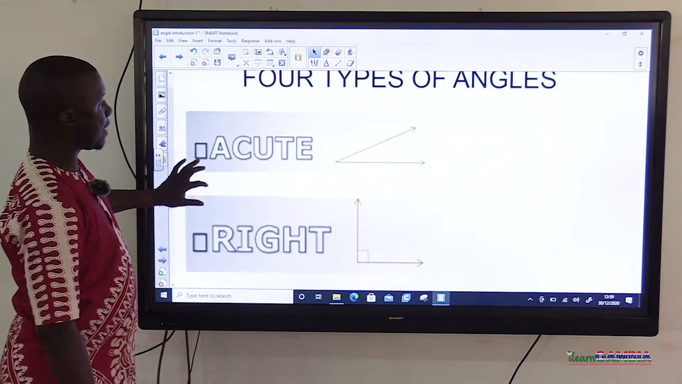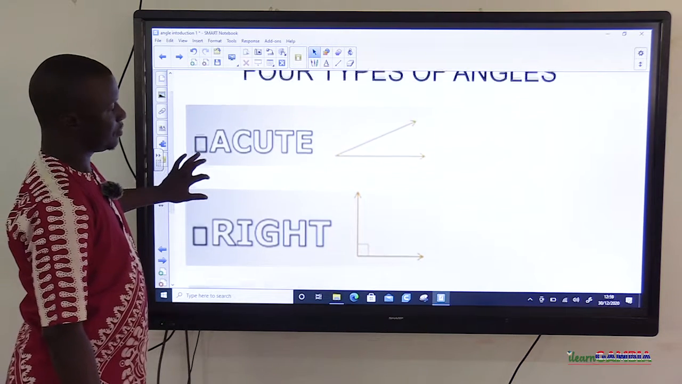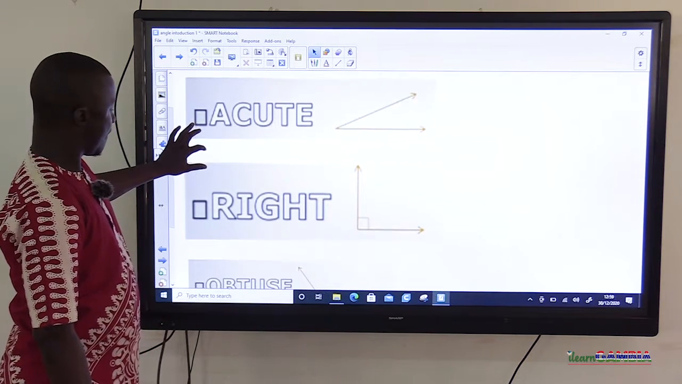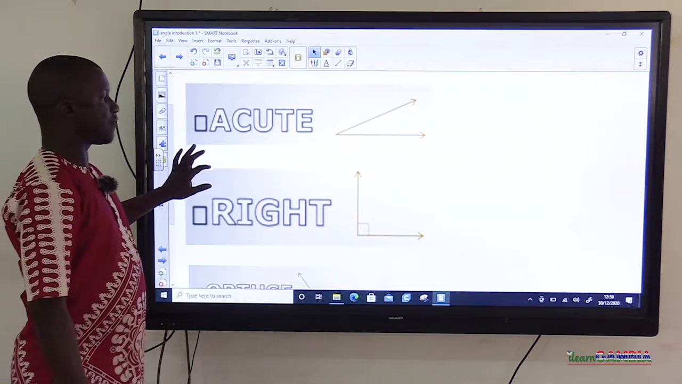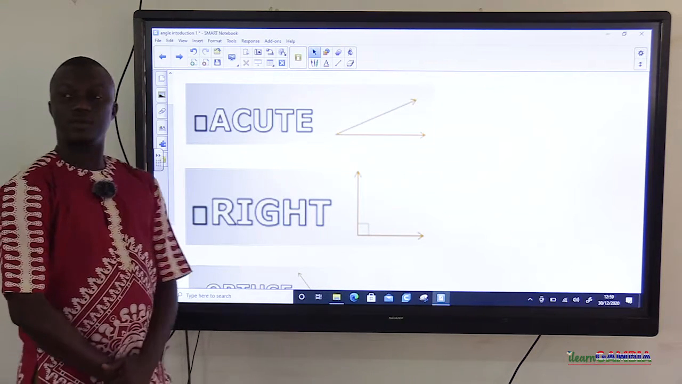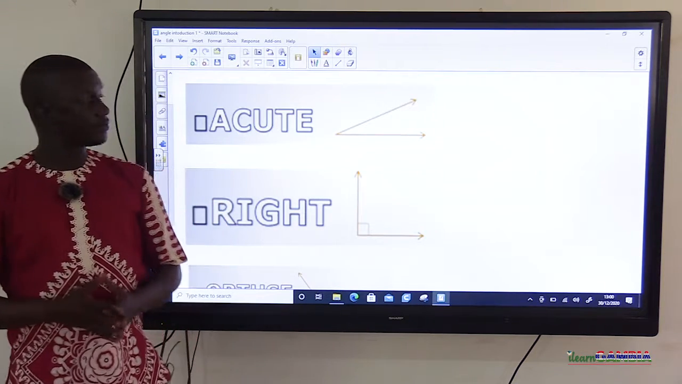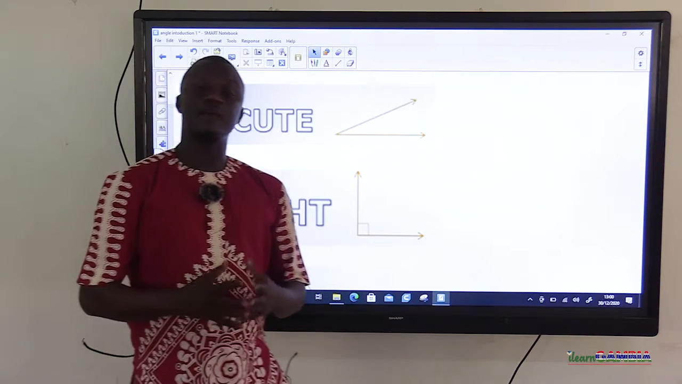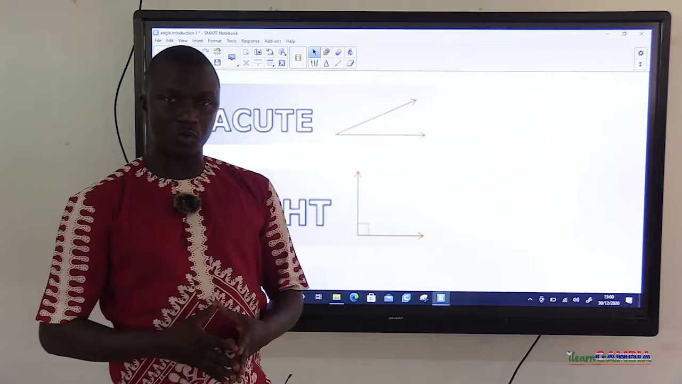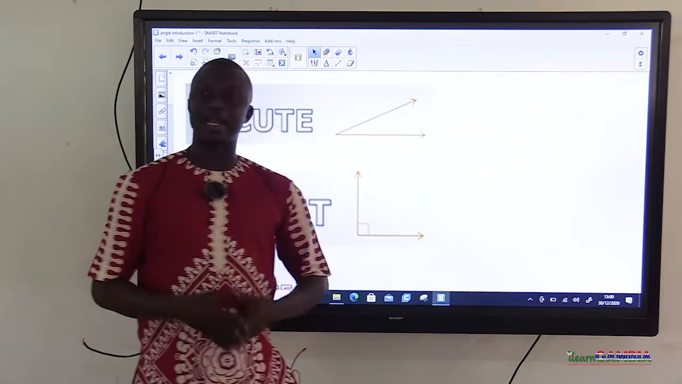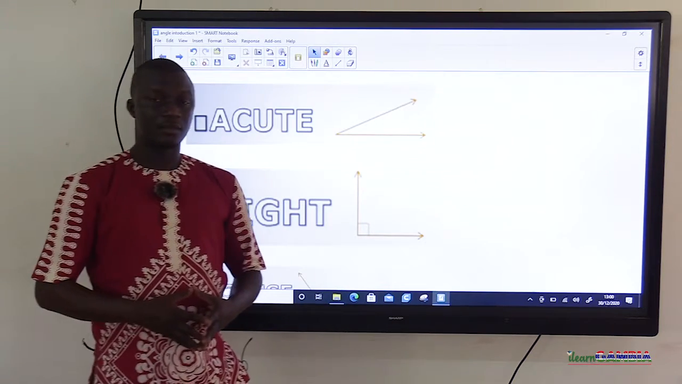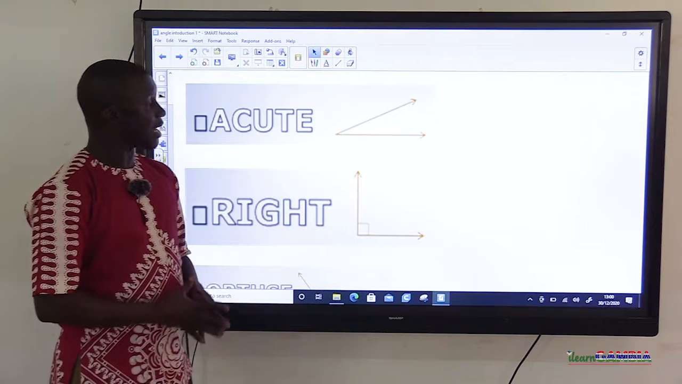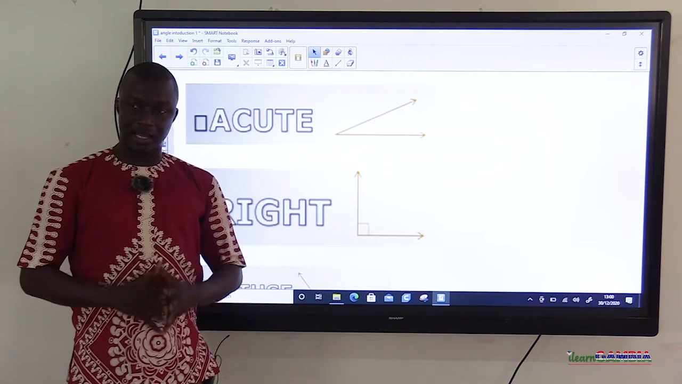The four types of angles. Here are the four types of angles. The first one we said is an acute angle. And this is a drawing of an acute angle. But we have to know what acute angles are. Why do we call such angles an acute angle? Acute angles are angles that are less than 90 degrees.